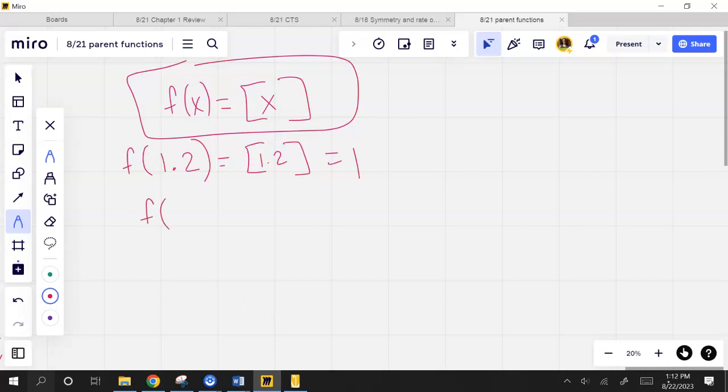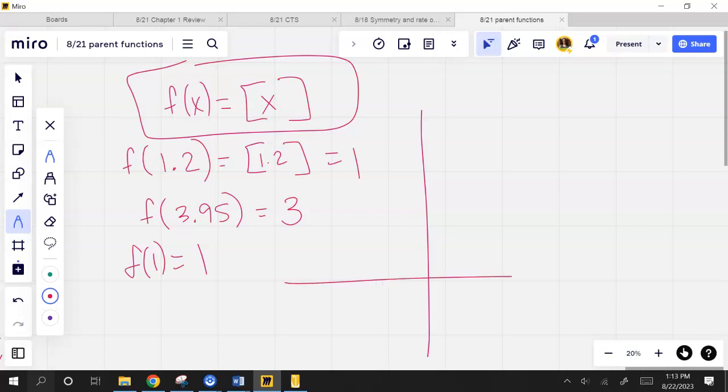If I put 3.95, down, 3. It always rounds down. Now, if you plug the integer itself in, you just get that value back out. So when x is 0, y is 0. When x is 1, y is 1. When x is 2, y is 2, and so on.